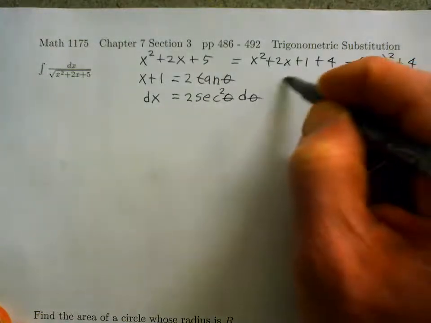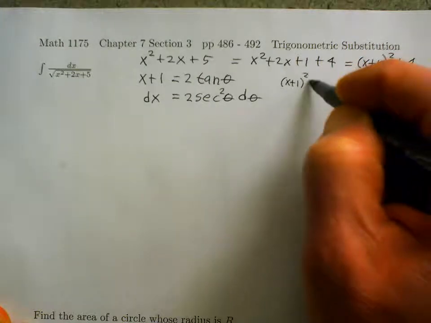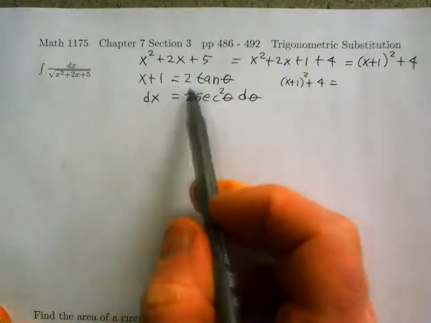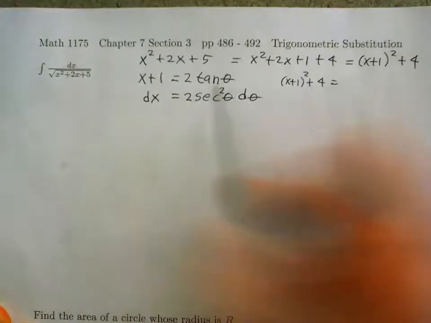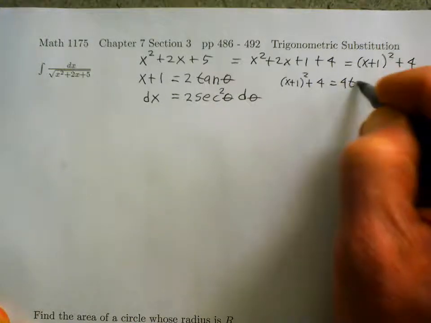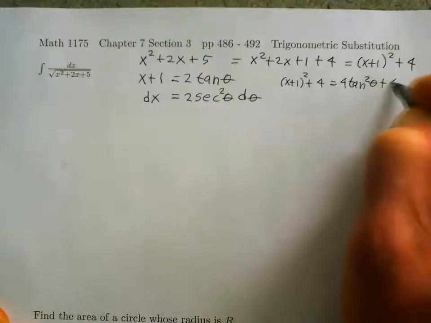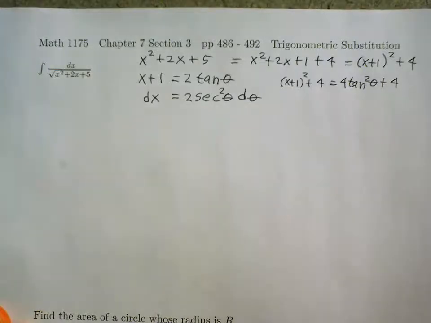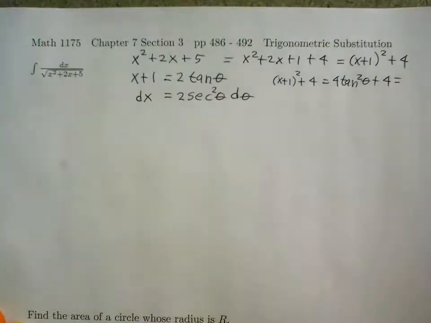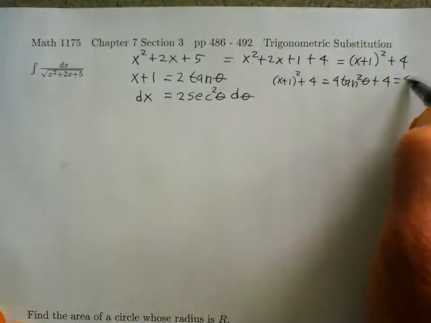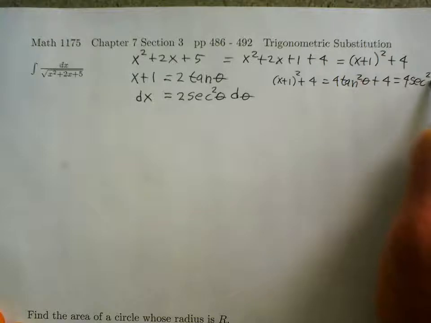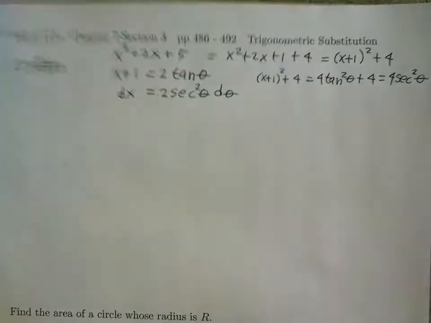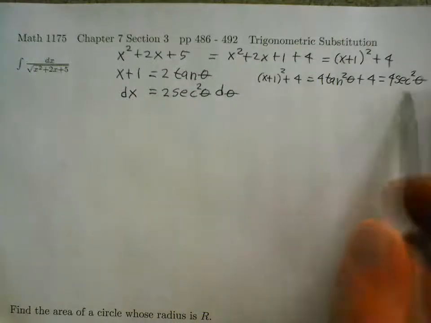Okay, so the x plus 1 quantity squared plus 4, well, we're replacing x plus 1 with 2 times tangent of theta, and when we square that, we'll get 4 times tangent of theta squared plus 4. Using a Pythagorean identity, this becomes 4 times secant of theta squared. Okay, so this is what's going to go inside the square root.